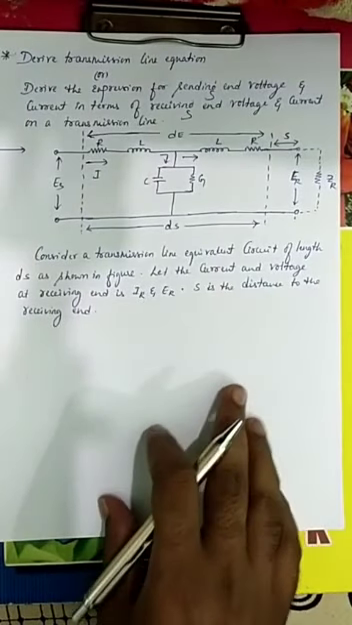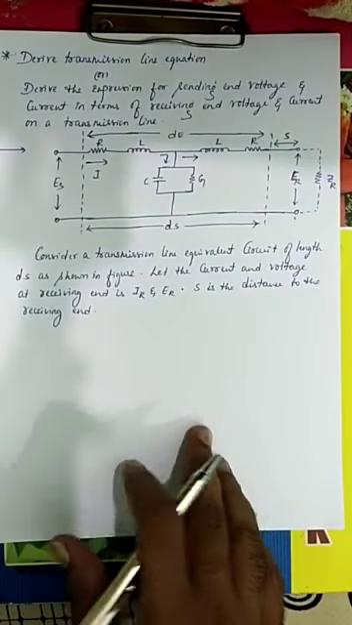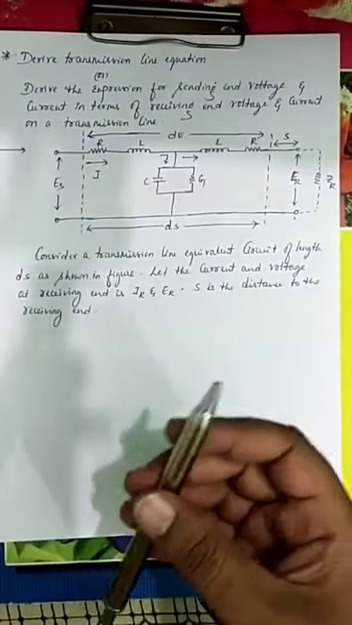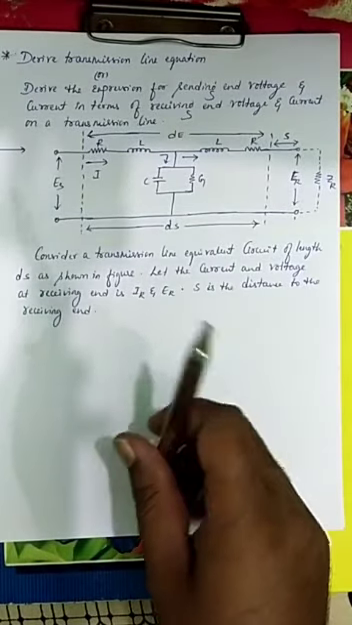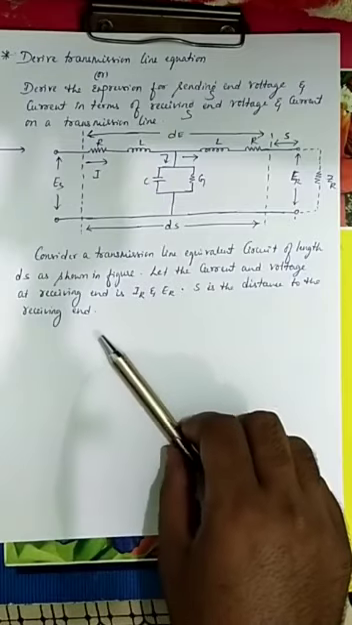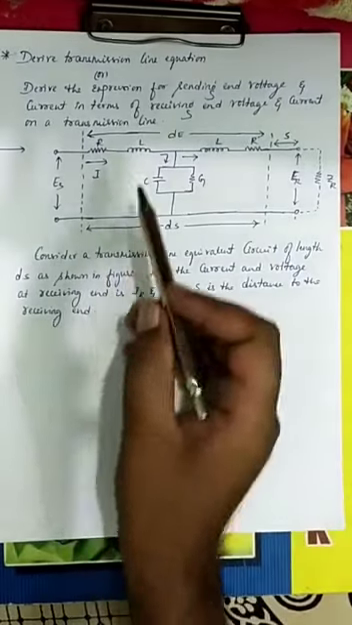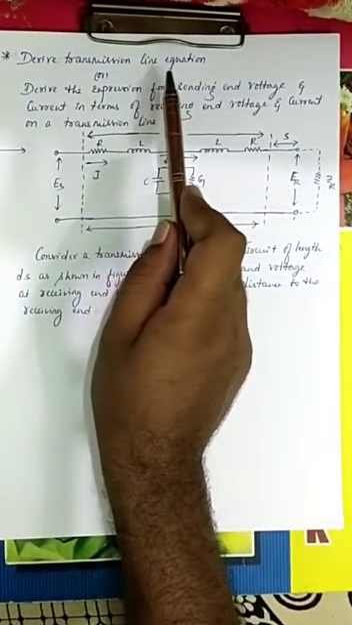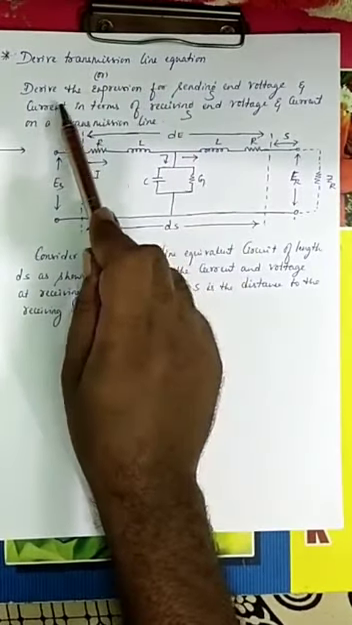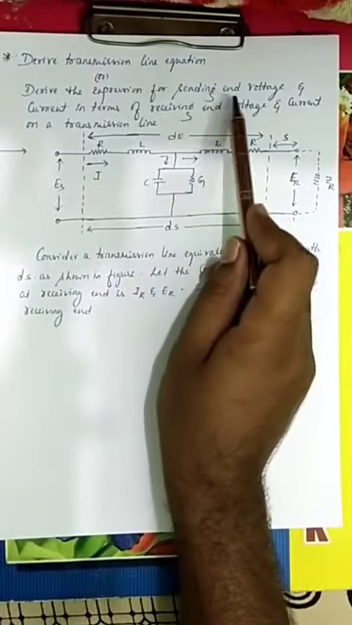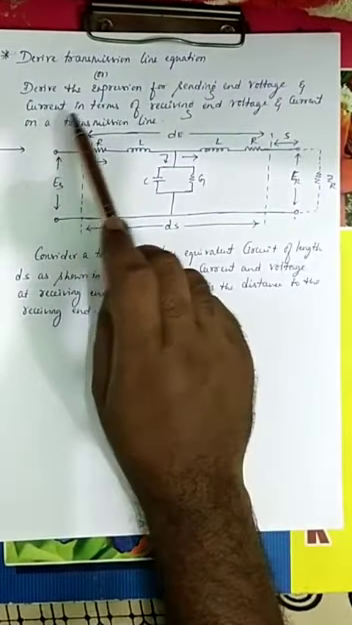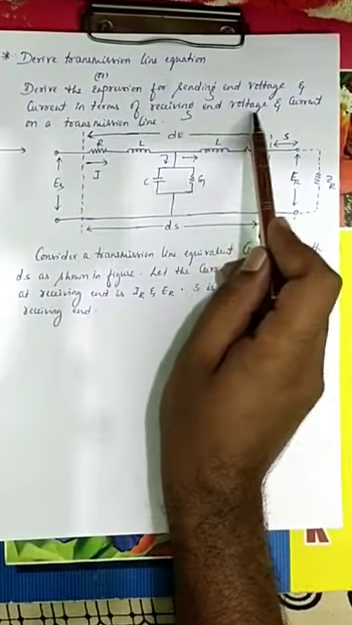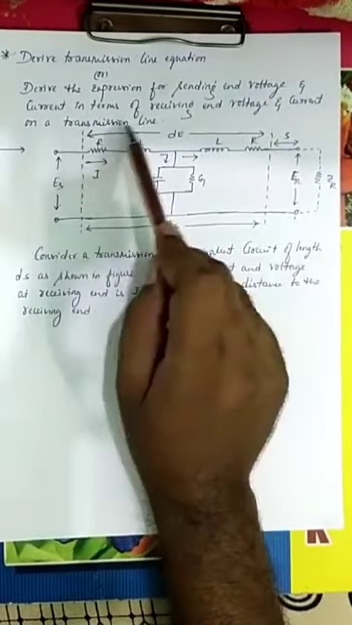Well, dear students, the next topic is the transmission line equation. This is a very important topic and it is a very lengthy derivation. Please go through it carefully. So, the question will be like this: derive the transmission line equation, or derive the expression for sending end voltage and current in terms of receiving end voltage and current on a transmission line.